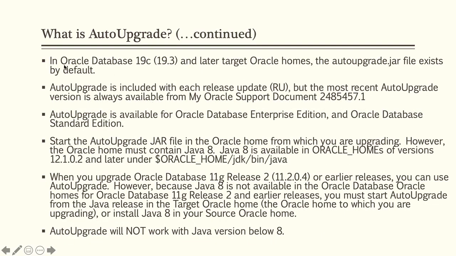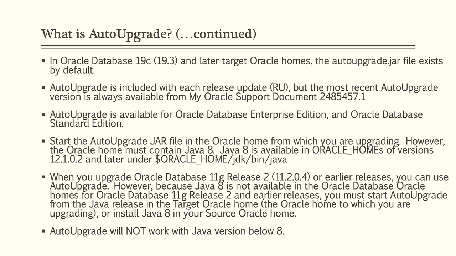Now in Oracle Database 19C, which is 19.3 and later target Oracle homes, the autoupgrade.jar file exists by default. So if you are somebody who uses Oracle 19C, it's not that you don't have this autoupgrade.jar file in your Oracle home. It's there in your Oracle home RDBMS admin location. The only thing is it may be an older version and it might already have some known bugs in it. That's why it's recommended that you go and download the latest version.